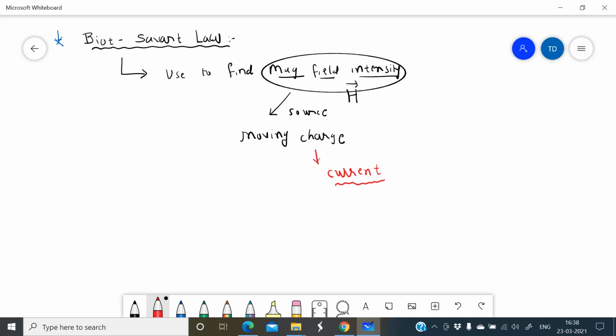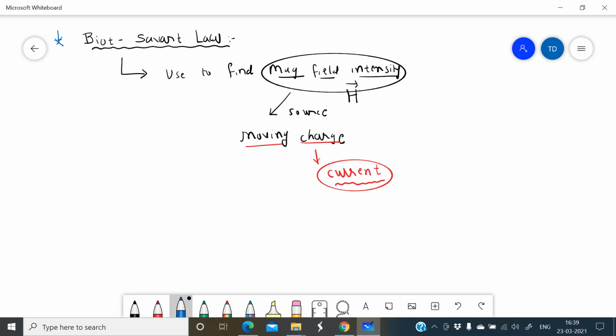There are many sources, like a permanent magnet is also a source of magnetic field, but here we consider current. Current is a source of magnetic field because current is nothing but a moving charge. So how is the magnetic field generated?